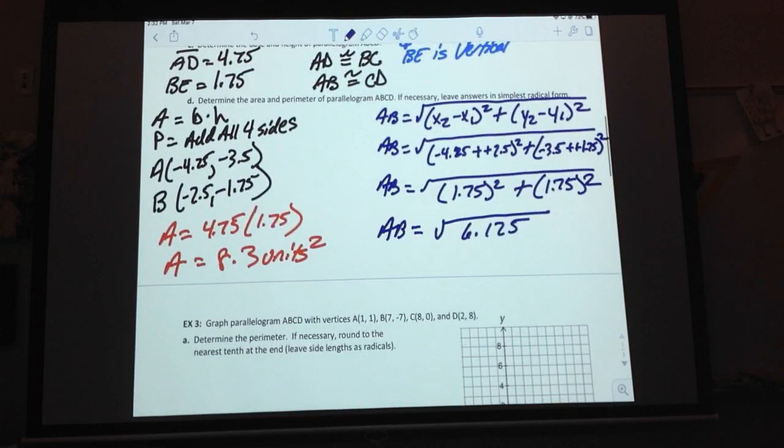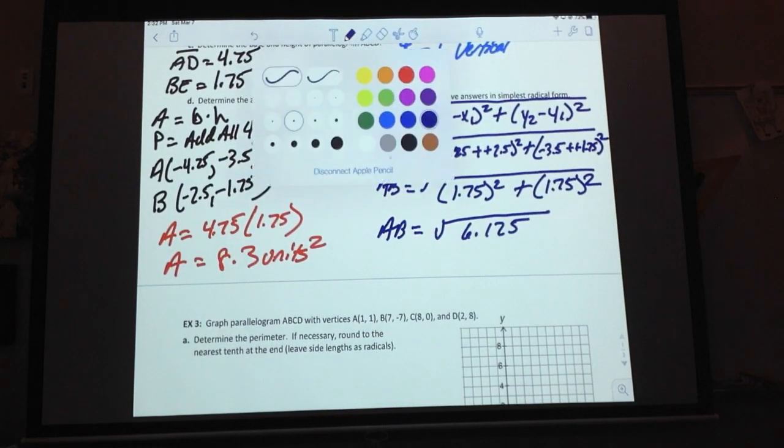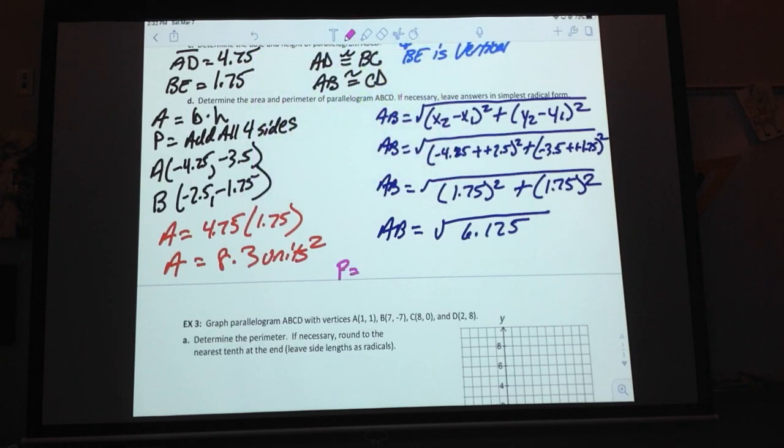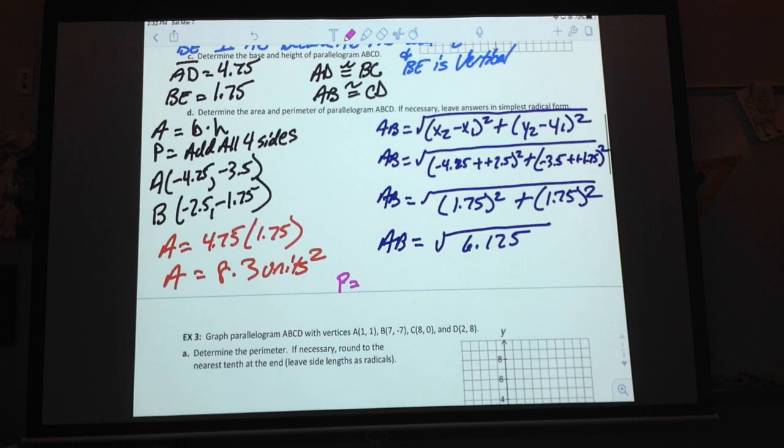So let's find the perimeter. So my perimeter, and I'll do it in a different color. My perimeter is going to be, remember, AD is 4.75. So 4.75 plus 4.75, because I know that BC is the same. And then I'm going to add it to the square root of 6.125 plus the square root of 6.125.